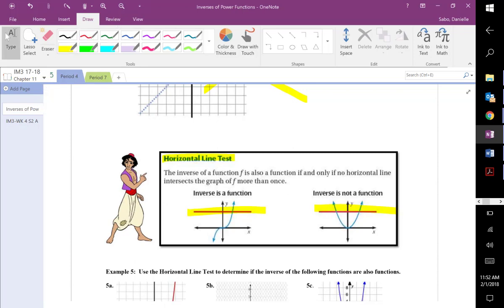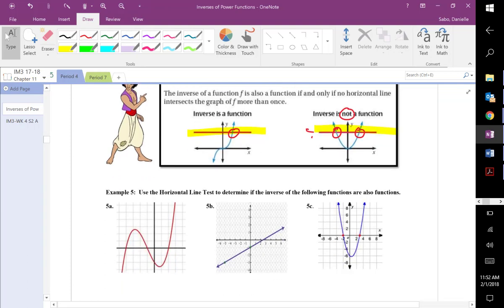If it crosses only one time, it is a function, so we can circle that one. If it crosses twice, it is not a function, or more than twice. As long as it's only one time, you're good. 5A no, 5B yes, and 5C no.